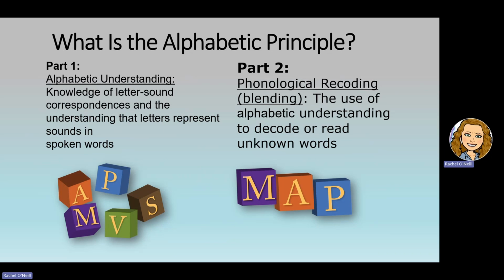What is the alphabetic principle? Students who understand the alphabetic principle have alphabetic understanding. They have knowledge of letter sound correspondences, or basic phonics skills. The more important part, though, is understanding that those letter sounds are the sounds in spoken words. It is this understanding, the alphabetic principle, that is the key to the code. Students who have an understanding of the alphabetic principle and basic phonics skills are able to apply their knowledge of letter sounds to decode unknown words, something that is called phonological recoding.